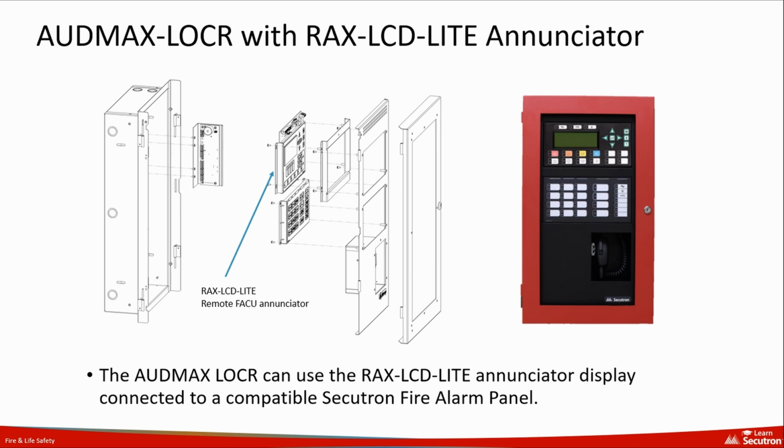The local operating console can be equipped with the optional RAC's LCD light annunciator connected to a compatible fire alarm panel. This remote annunciator display provides real-time status and monitoring for compatible Secutron fire alarm control panels. By integrating the RAC's LCD light into the LOCR, operators gain control over the fire alarm system and ECS system from a single location, ensuring timely and informed responses to emergencies. This feature makes the LOCR an essential component for installations requiring extended functionality and system monitoring at remote locations.